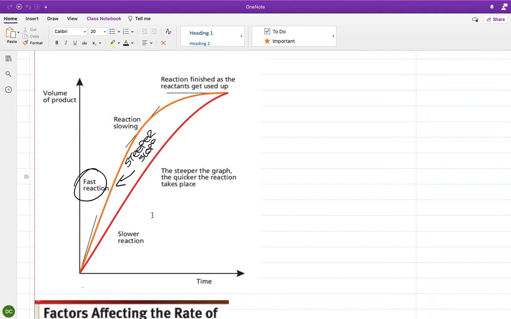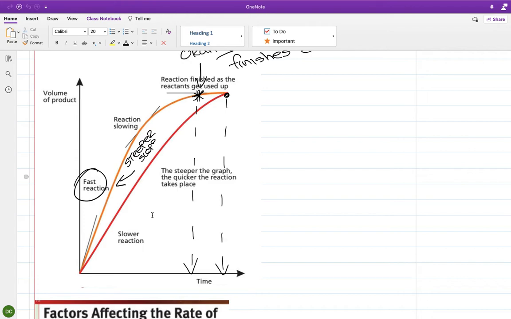And then what you notice as well is that up here, the reaction actually ends quicker. So the orange reaction finishes earlier. Okay, so in terms of a time scale, that finished there, whereas the red one continued on and didn't finish till over here.